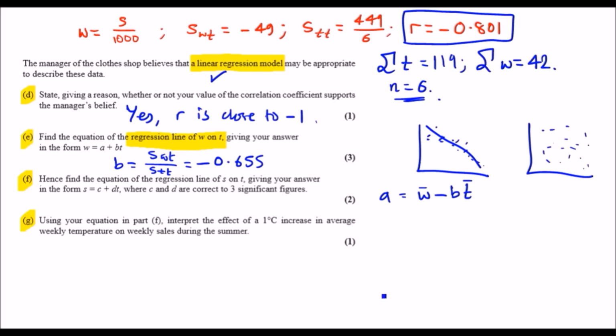Now you're officially estimating the value. The mean of W is straightforward, it's just the sum of W, which is 42, over N, which is 6. So writing out the whole thing, it would be 42 over 6 minus the value of B, which we already have on the side, times the mean of T, which is 119 over 6. So keep this B in your calculator, just use the answer button. So it'll be 42 over 6 minus answer times 119 over 6.